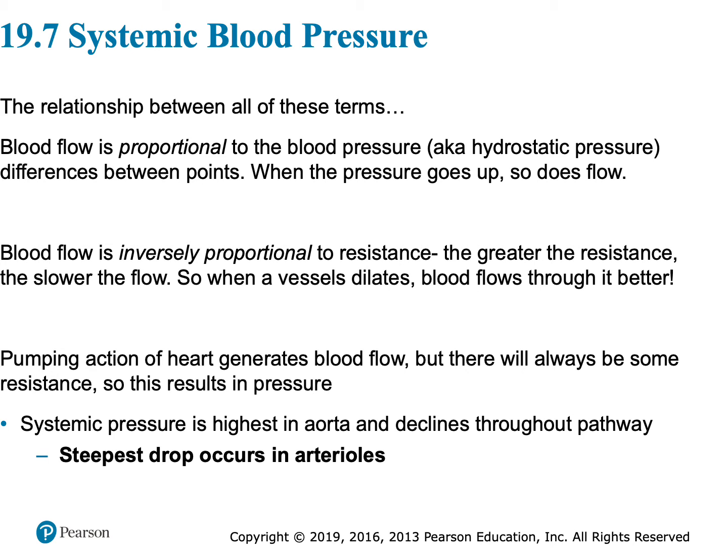Systemic pressure, so the pressure throughout your system, not pulmonic, right? That's different. That's complicated. Systemic pressure is highest in the aorta. The further it goes, it declines. When it gets to the arterial level, it really gets lower.